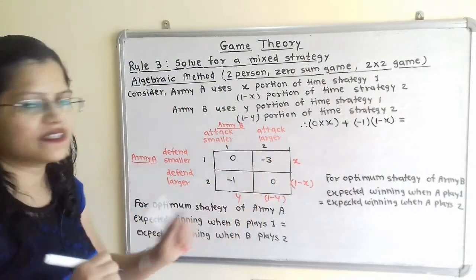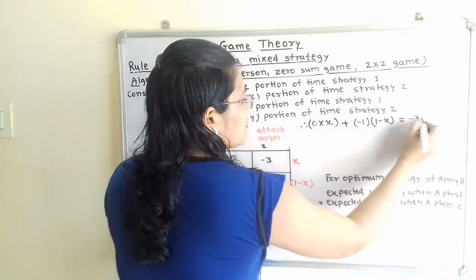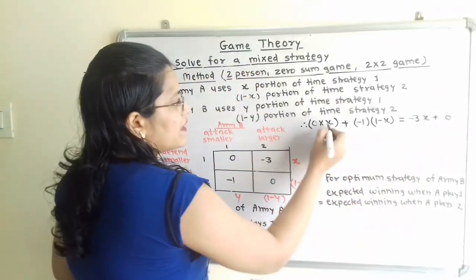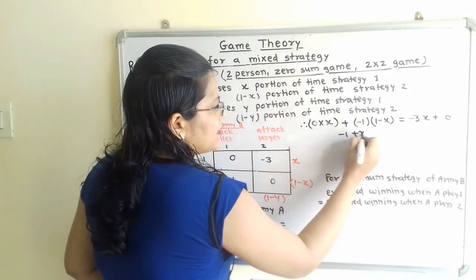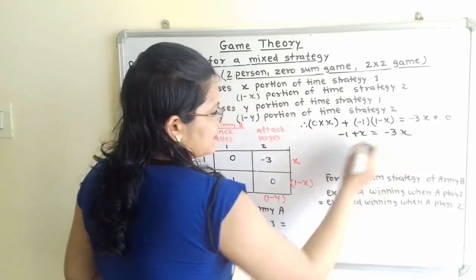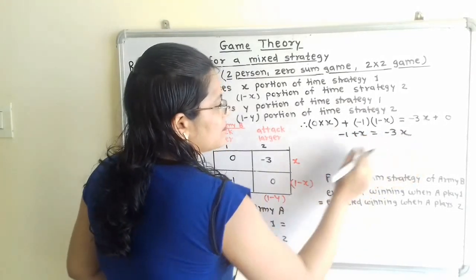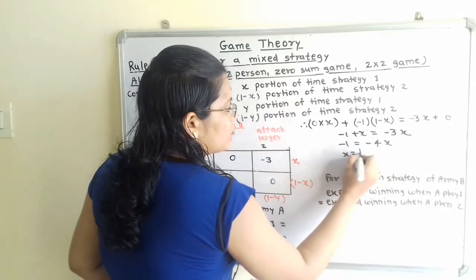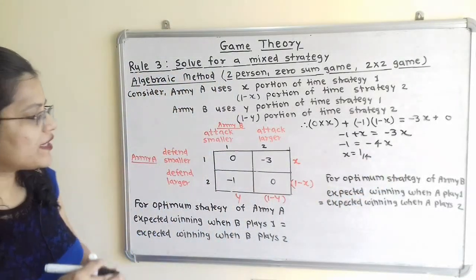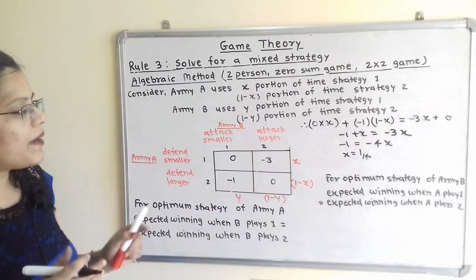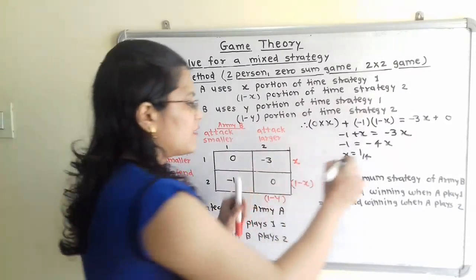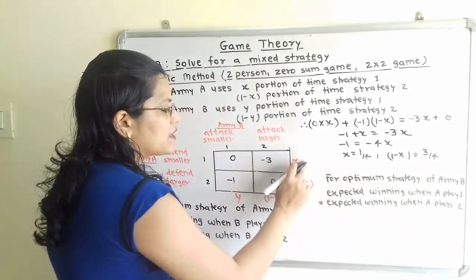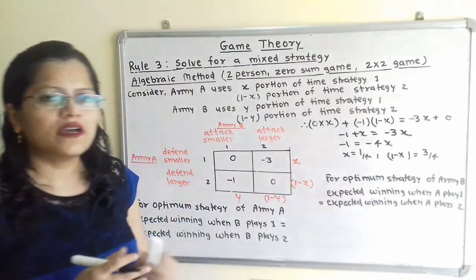Now we concentrate on the second column. So minus 3x plus 0 into 1 minus x, which I will directly write as 0. So minus 1 plus x is equal to minus 3x. If I transfer this x to the right hand side, minus 1 is equal to minus 4x, and x is equal to 1 by 4. Now what is the value of 1 minus x? It is 1 minus 1 by 4, therefore 1 minus x is equal to 3 by 4. So instead of x we write 1 by 4, and instead of 1 minus x we write 3 by 4.